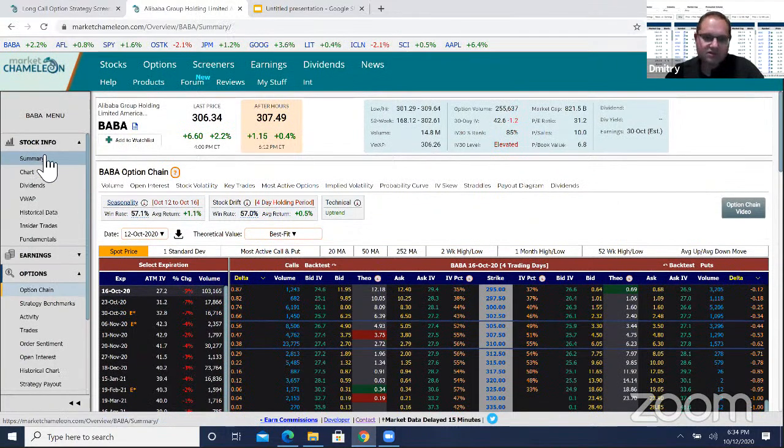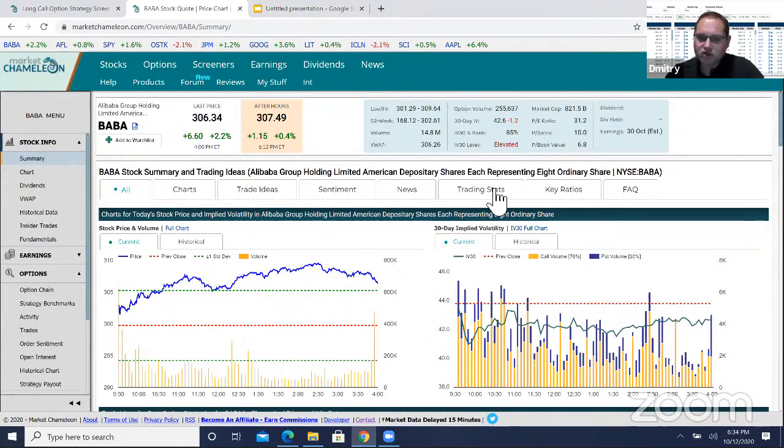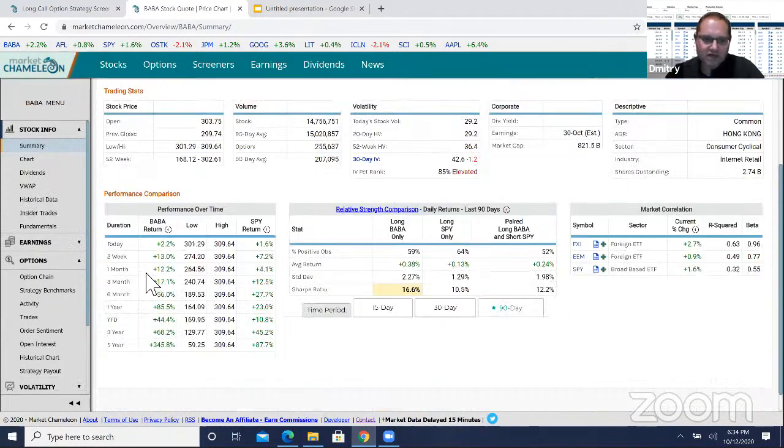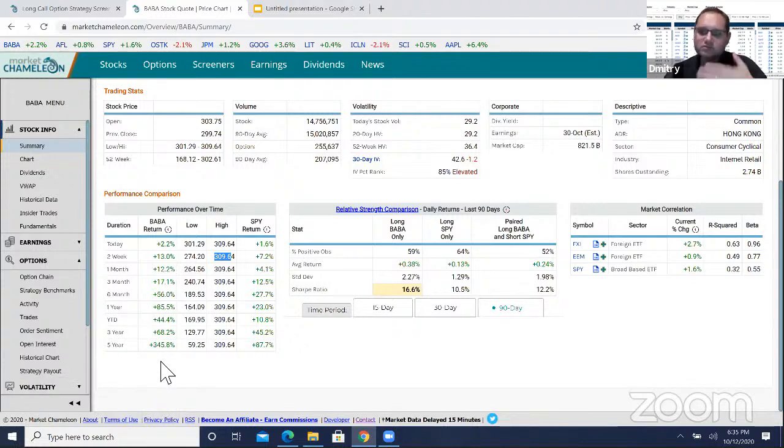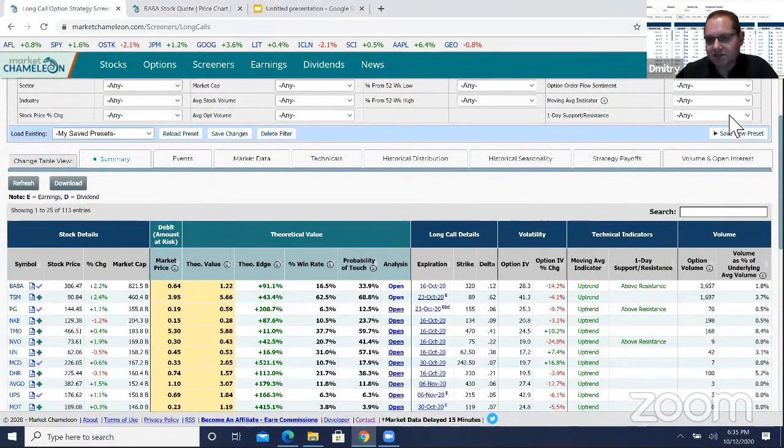One sec, I'm going to go to the summary. And here's the trading stats, right? So here's what Alibaba is doing. In the last 6 months, 3 months, you see the low for the 3 months, low for the 1 month, low for the 2 weeks: higher lows, right? Higher lows, higher highs. That's momentum. The idea behind that is there's momentum behind the move, there's strength, higher lows on the way up, higher highs. So that's momentum stocks.